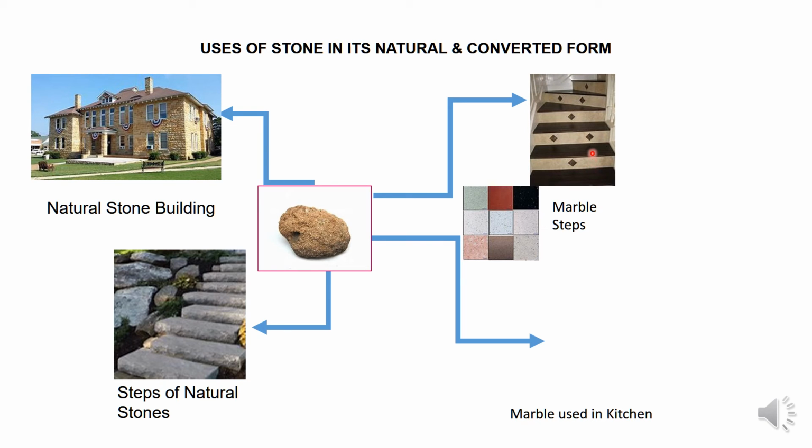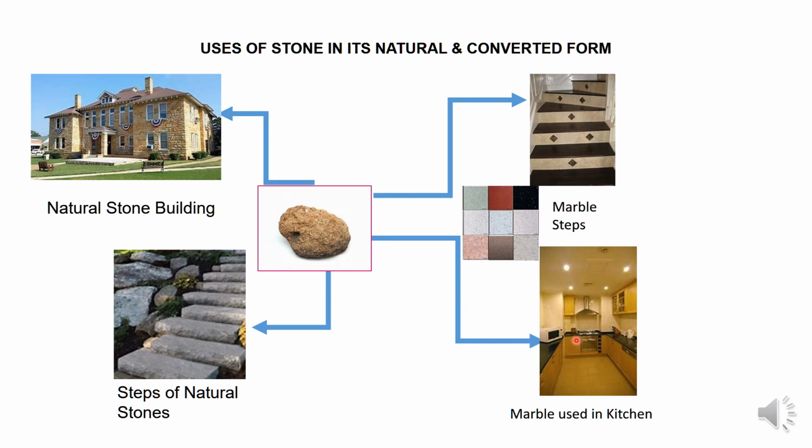In this image we can see the stone is used in its converted form, that is marble. In this image the marble is used for steps. Here we can see the stone in its converted form, that is finished form, is used for kitchen countertops.